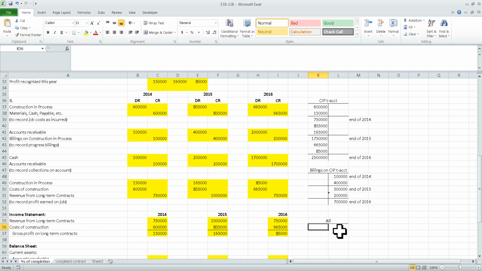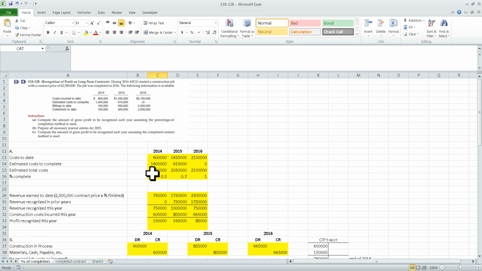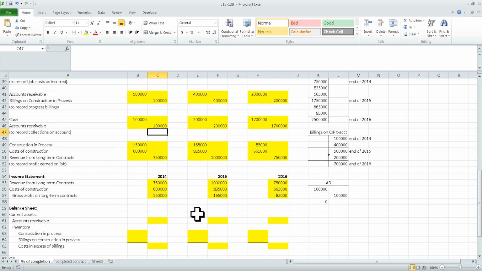Okay, so we debited accounts receivable here, and then we credited accounts receivable here. So our balance in accounts receivable at the end of the first year, let's go up here and see. Yeah, that's right. Balance of accounts receivable at the end of the first year was nothing. So we got accounts receivable here.